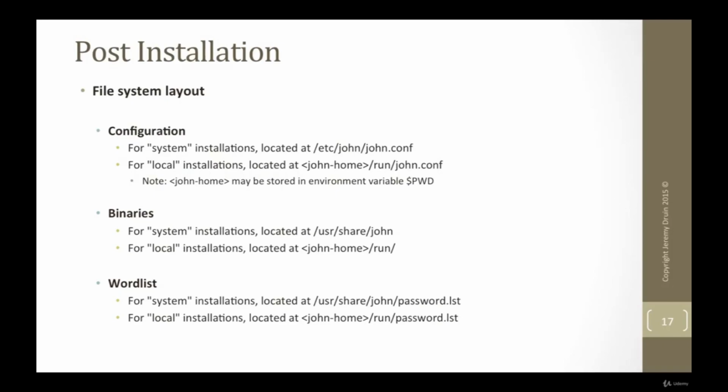So the system version, if we want to call the default version that comes with it, is going to have its configuration file in /etc/john, and the binary is going to be in /usr/share with all the other binaries that come with Kali, but the word list will be in the /usr/share/john subfolder. The configuration file for the version that we installed, like I said, is just going to be in the run folder. So is the binary, and so is the word list. So a little bit different setup. And make a note that the John home could very well be in the environment variable pwd.